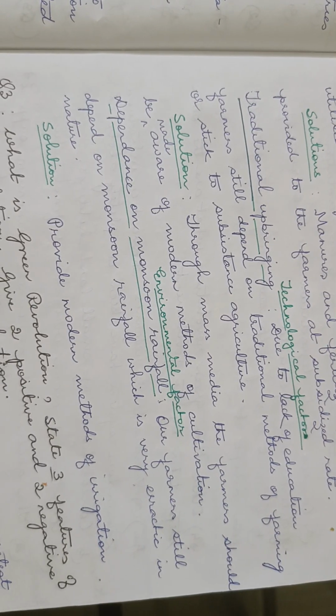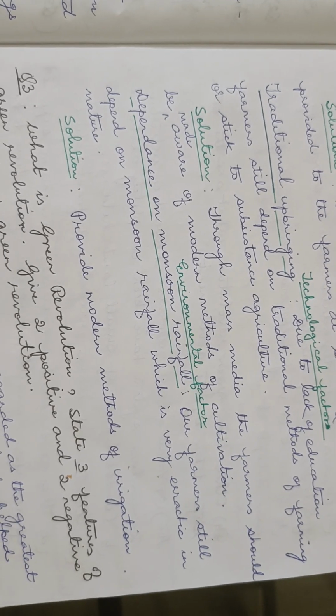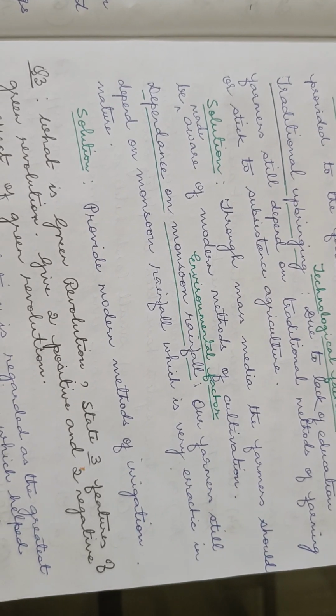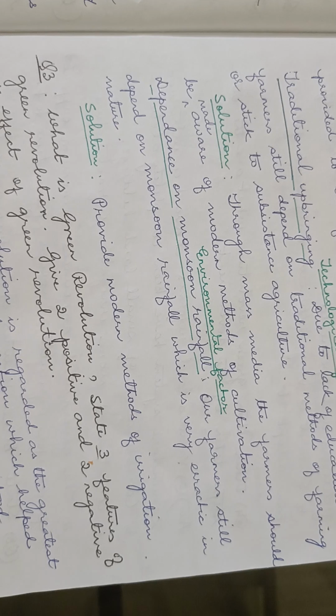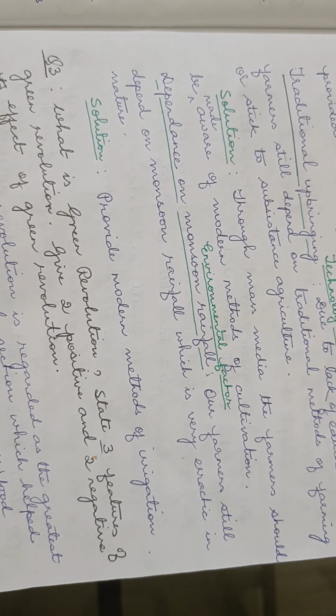Environmental factor: dependence on monsoon rainfall. Our farmers still depend on monsoon rainfall, which is very erratic in nature. Solution: provide modern methods of irrigation.